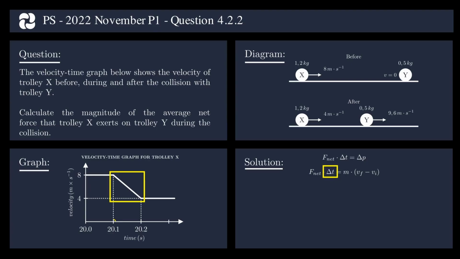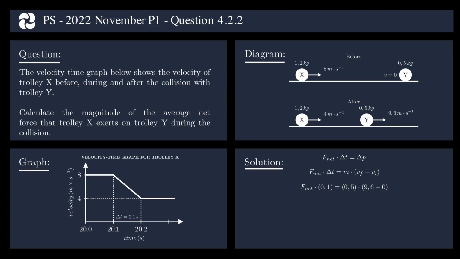Collision starts at time equal to 20.1 seconds and ends at time is equal to 20.2 seconds. Therefore, the duration of collision is equal to the difference of these two values. 20.2 minus 20.1 is equal to 0.1 seconds. We can substitute this value in the equation. Delta t is equal to 0.1 seconds.